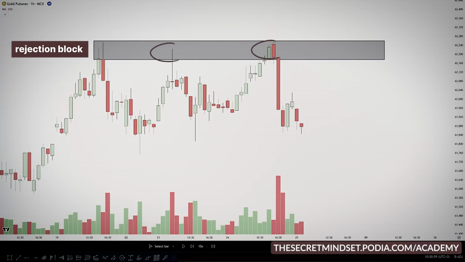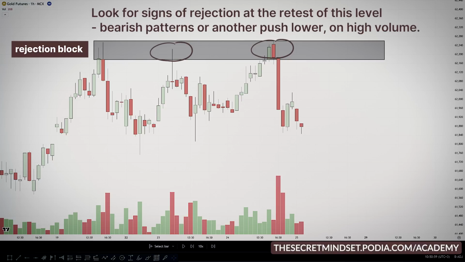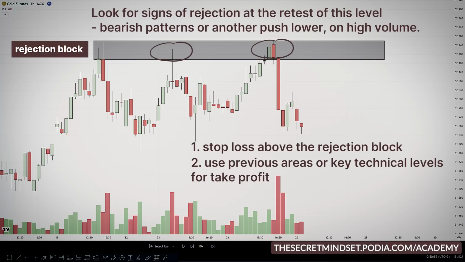Look for signs of rejection at this level, such as bearish candlestick patterns or another push lower on high volume. Entering at this point allows you to ride the next wave of selling pressure. You place your stop loss above the rejection block. This level has already shown strong selling pressure, so a move above it might indicate that the setup has failed. For take profit, you can use previous areas or key technical levels below the current price.